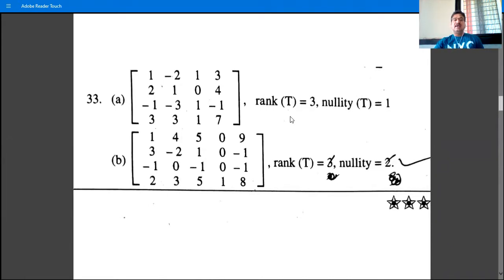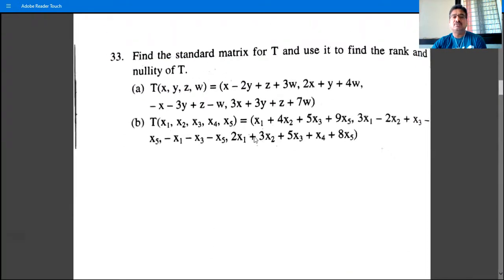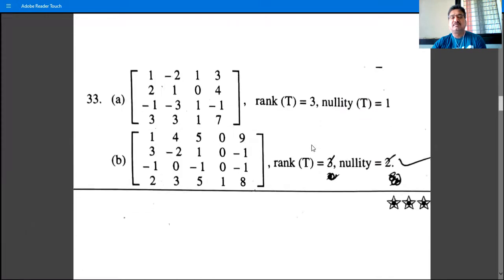So if you observe the previous example, example number 2, this is from R5 to R4. This is the example. And so this is the standard matrix. And so the rank of T is 3 and the nullity of the linear transformation T is 2. And if you observe, for the matrix, rank plus nullity is equal to... what is the rank nullity theorem for a matrix? The rank of A plus the nullity of A is equal to the number of columns in that matrix. And so, how many columns are in this standard matrix? There are 1, 2, 3, 4 columns.